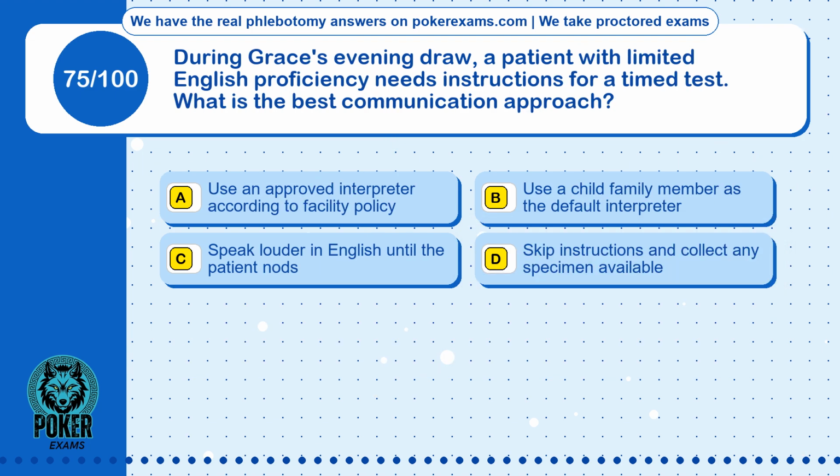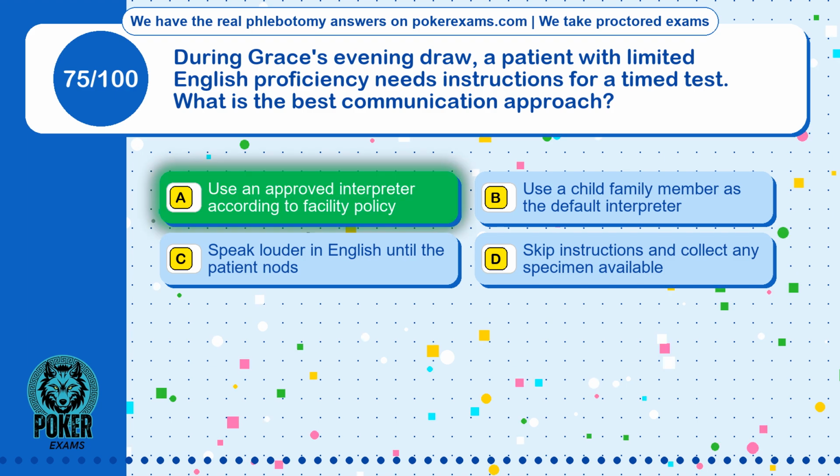Question 75. During Grace's evening draw, a patient with limited English proficiency needs instructions for a time test. What is the best communication approach? Option A. Use an approved interpreter according to facility policy. Option B. Use a child family member as the default interpreter. Option C. Speak louder in English until the patient nods. Option D. Skip instructions and collect any specimen available.